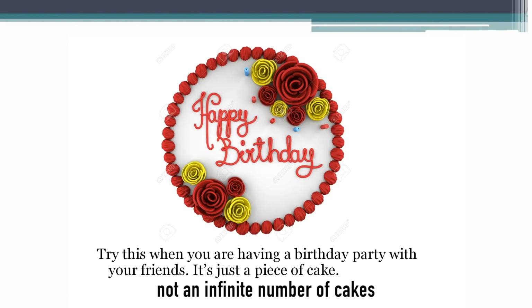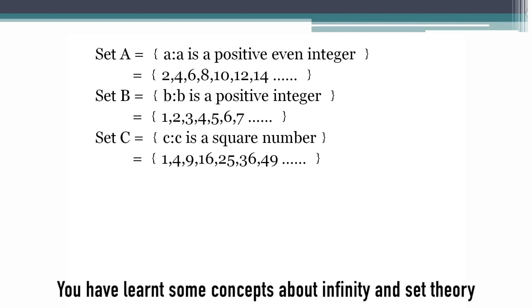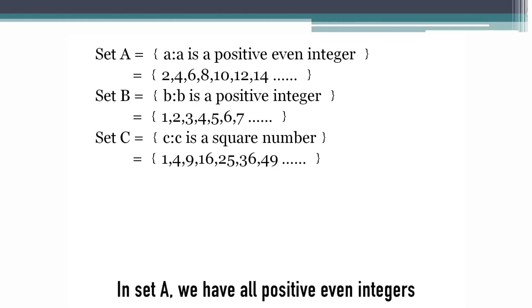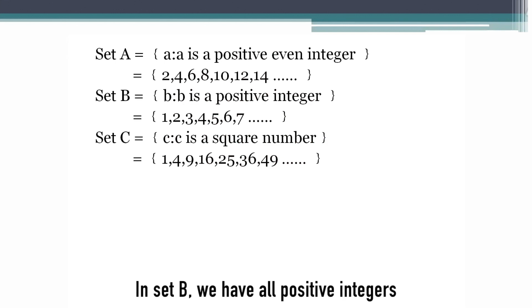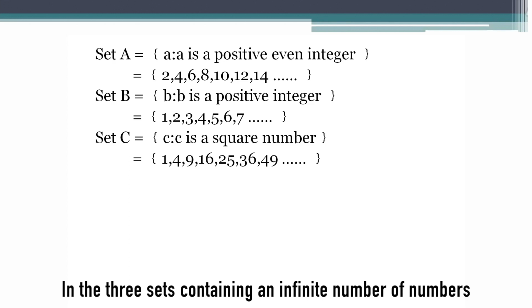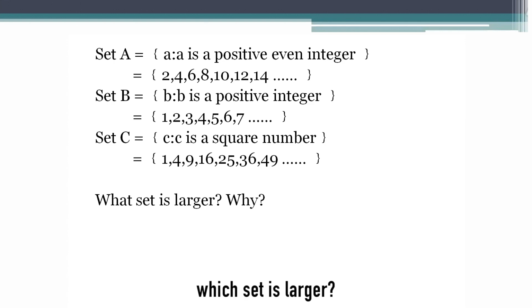You have learned some concepts about infinity and set theory after watching this video. Here is an interesting question. In set A, we have all positive even integers. In set B, we have all positive integers. And in set C, we have all square numbers. In the three sets containing an infinite number of numbers, which set is larger? Why?